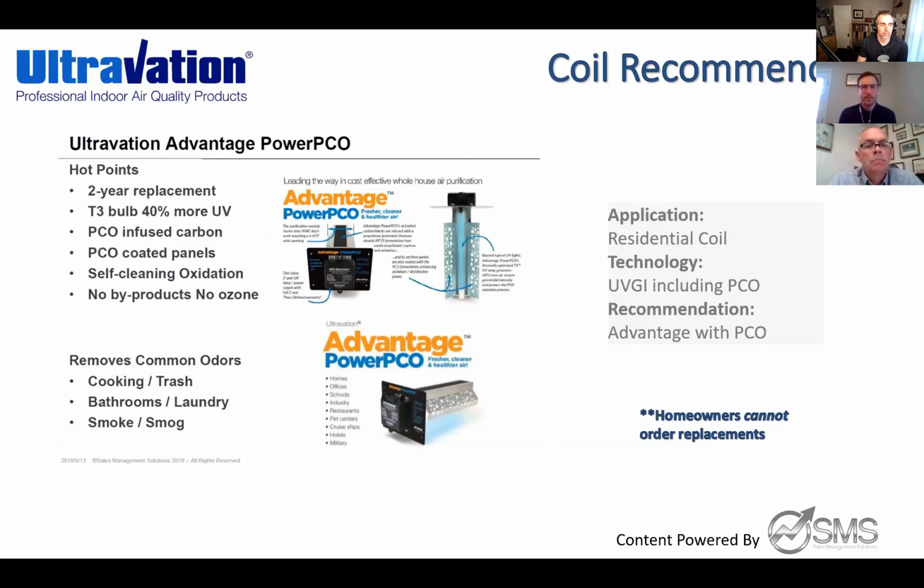We do have the PowerPCO as well on the Advantage, which is kind of like an upgrade Advantage that you would put in over the coil. You could also put this in the Airstream as well. This does do the UVGI technology, including PCO. It does have a 2-year replacement T3 bulb with 40% more UV. It is PCO infused carbon, does not emit any ozone, does have PCO coated panels. It's good for removing common odors such as cooking, trash, bathrooms, laundry, smoke, smog.